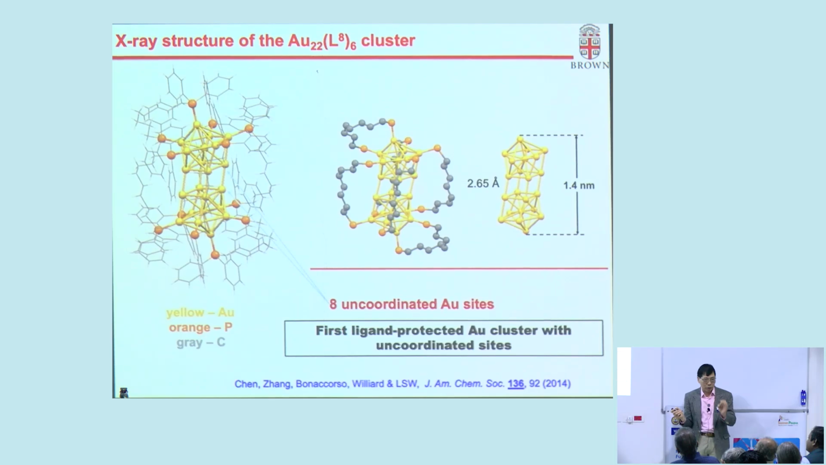We want to make gold clusters, or the gold 20, with in situ active sites, right? You have atoms on the surface which are not coordinated. Those should be the sites where catalysis can happen, right? So we have very well-defined catalytic sites. And this is the first cluster that was ever made in bulk quantity with uncoordinated gold sites.